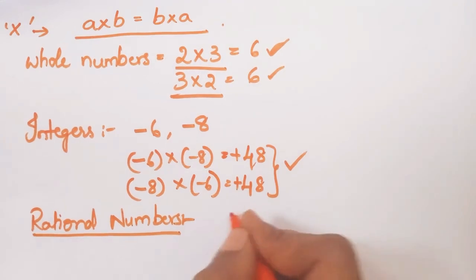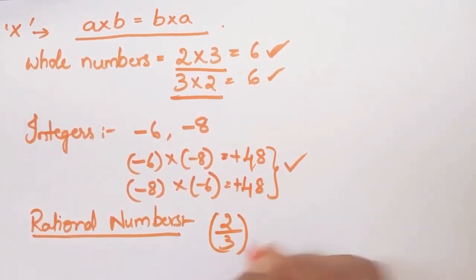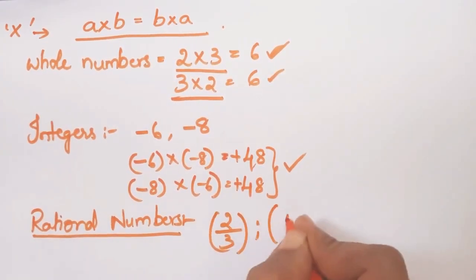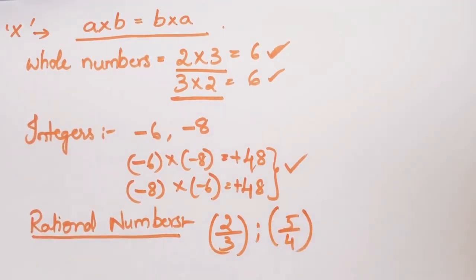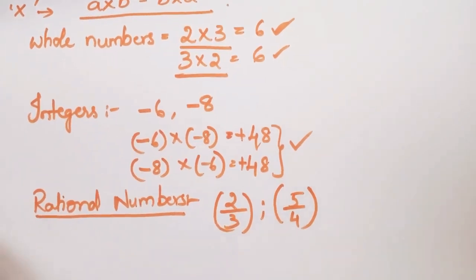2 by 3, comma, 5 by 4. These are my A and B's here. Okay, this is my A and this is my B. Let me check A into B.